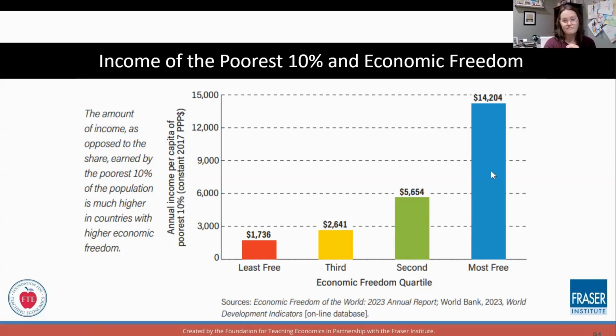Again, that's not to say that 14,000 is enough or that it's the end all be all, but I would much rather be in the lowest 10% in the US, in Canada, in some of these most free countries than I would in Congo or Venezuela or some of the Belize and some of these other countries, right?